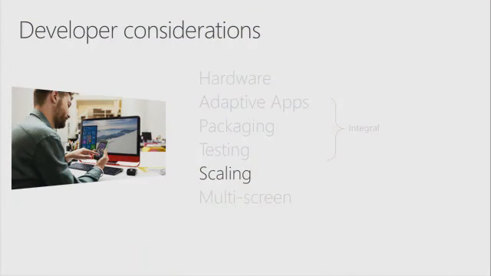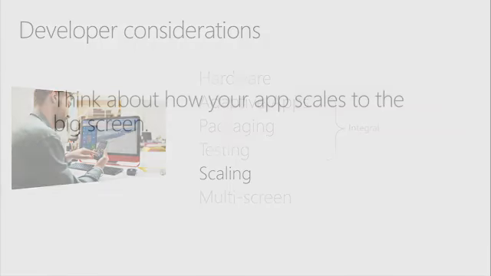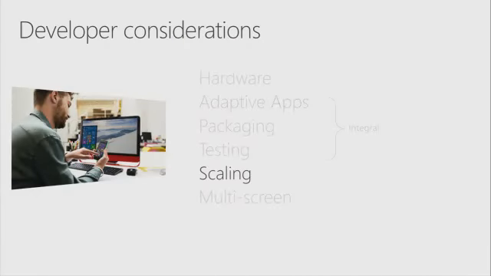OK, so let's talk a little bit about scaling. And by scaling, I mean, how do you make sure that you have the right assets to make your app be pixel perfect on any given screen? The reason this isn't integral to your success on Continuum is because our phones today have very high resolutions. And so any assets that you provided for the phone will actually look pretty good across any display size. But we'll still dive into detail.